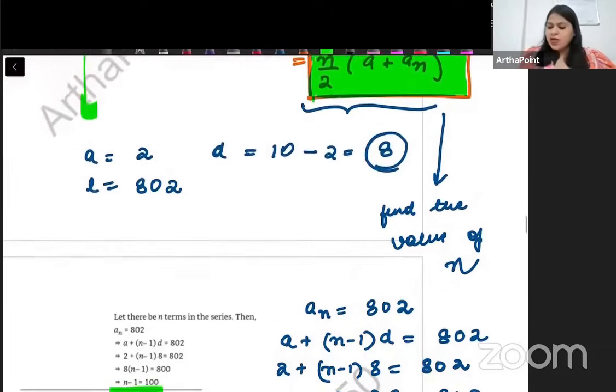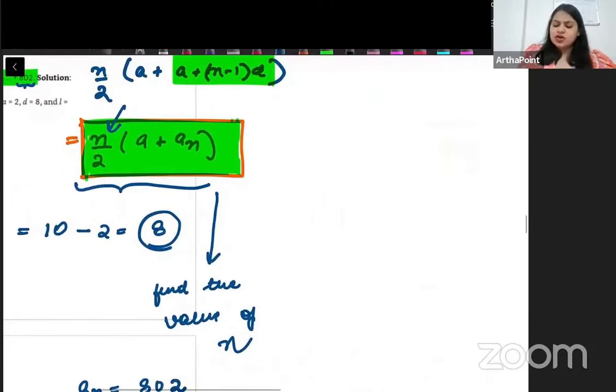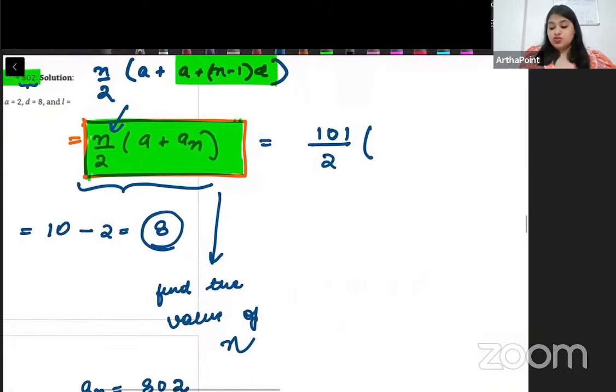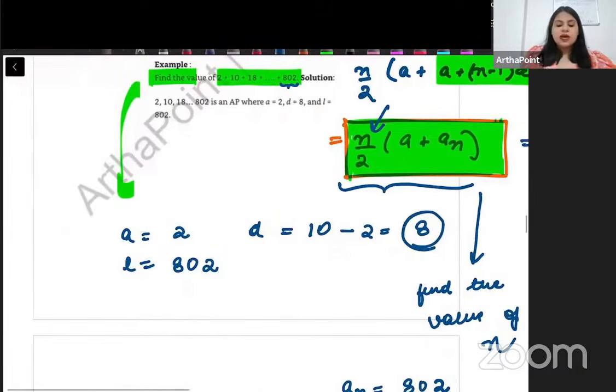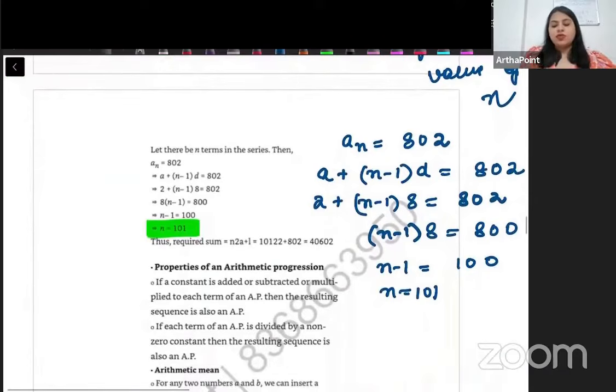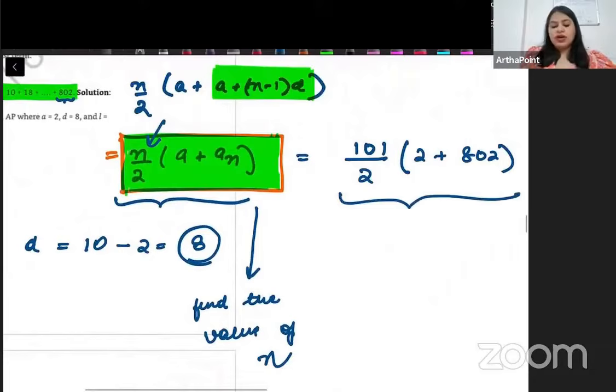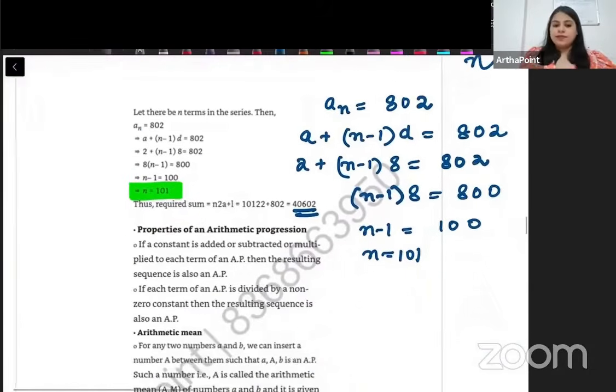So I have now got that the value of n should be 101. Now I can just plug it in here. I know that the number of terms is 101, the first term is 2 and the last term is 802. Just plug this inside the formula and you will get the answer. So the answer will be 40602. So this is how you can find the sum of an AP.